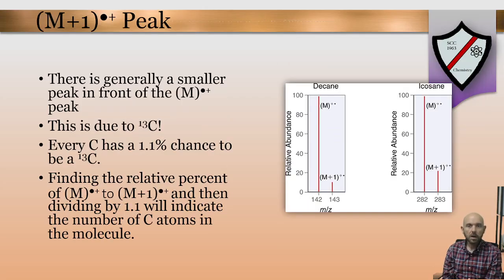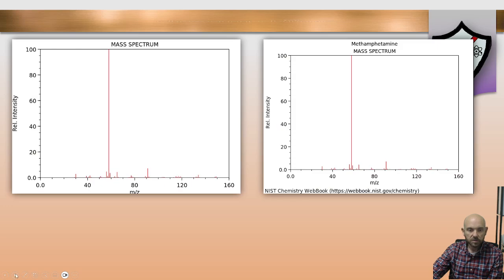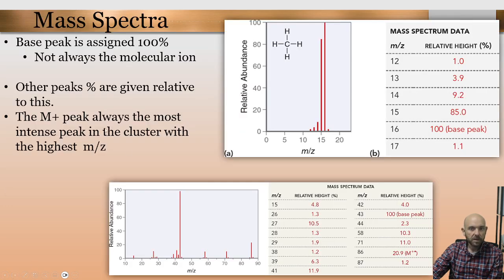So, continuing on, a little bit more about this molecular ion peak and something known as the molecular ion plus one peak. If you were looking really close on the past few slides when we talked about the relative abundance and the base peak, I said that the molecular ion peak can always be found at the most intense peak in the cluster with the highest mass to charge ratio.